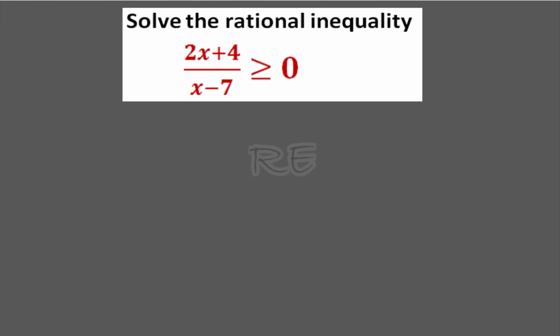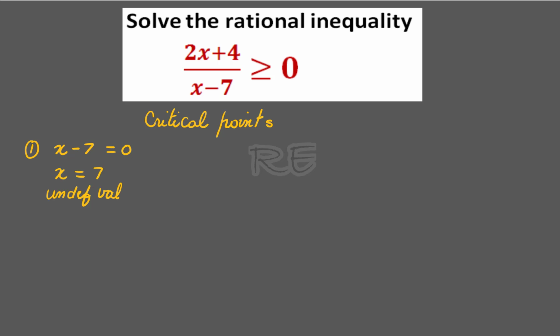To solve the rational inequality (2x + 4)/(x - 5) ≥ 0, we're first going to look for the critical points. First, we're going to look for the undefined value. Set the denominator equal to 0: x - 7 = 0, and x = 7 is the undefined value, the value that makes the fraction undefined. You cannot divide by 0.